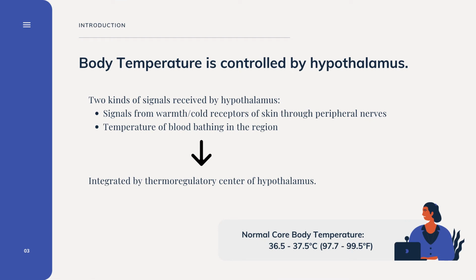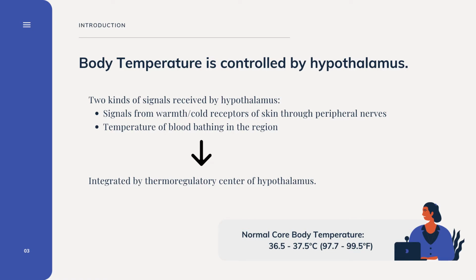Body temperature is controlled by the hypothalamus, specifically the preoptic anterior and the posterior hypothalamus. These receive two kinds of signal, one from the peripheral nerves that transmit information from the warmth or cold receptors in the skin, and the other from the temperature of the blood bathing the region. These two types of signal are then integrated by the thermoregulatory center of the hypothalamus to maintain normal temperature.